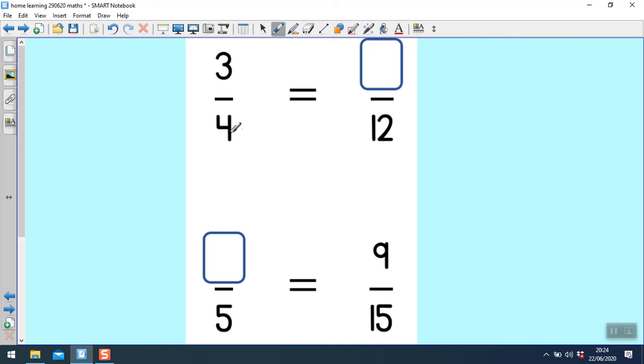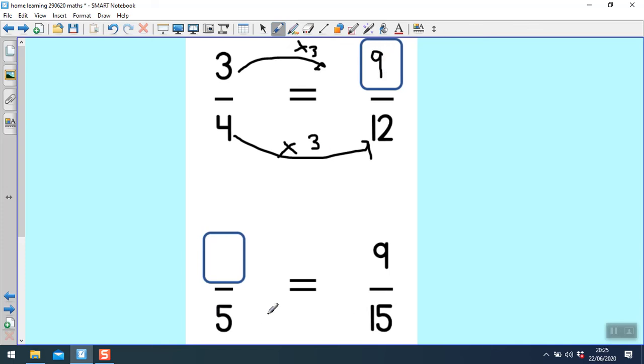So we've got to start from the bottom, from the denominators. 4 multiplied by what equals 12? 4, 8, 12. Multiplying it by 3. So whatever you do to the bottom, you do to the top. 3 times 3 equals 9.